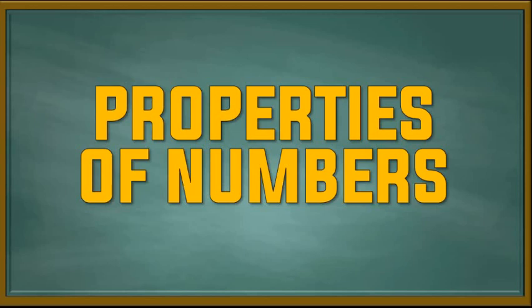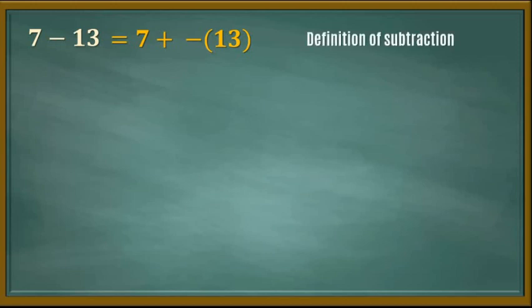Let's work out 7 minus 13, but instead of subtracting outright, let's apply several properties of numbers. First, remember that when we reduce any number by a certain subtrahend, we can rewrite that as the same number plus the opposite of the subtrahend. In this case, we can rewrite 7 minus 13 as 7 plus negative 13. This is how we define subtraction.